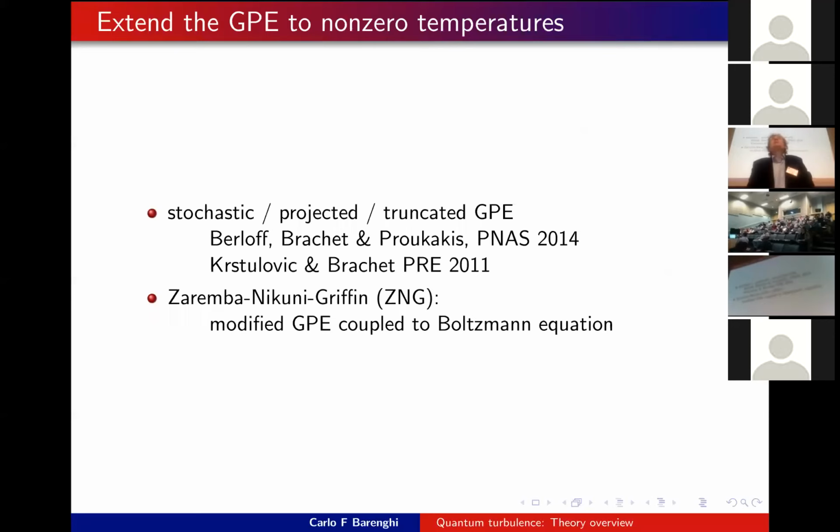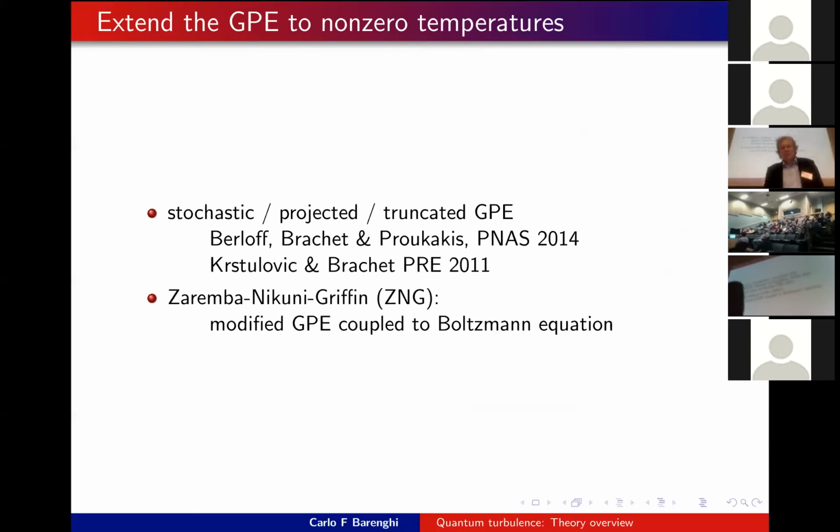Since there are not many minutes left, I just want to illustrate some attempts to improve our models. Something which would be nice, and it is quite important work to do, is to extend the Gross-Pitaevskii description to non-zero temperature. There is a very big current literature on the problem, with various approaches. Essentially, you get variations of the Gross-Pitaevskii equation called the stochastic or projected or truncated Gross-Pitaevskii equation. We have two great experts in this field in the audience, Brachet and Krstulovic, so you can ask them.